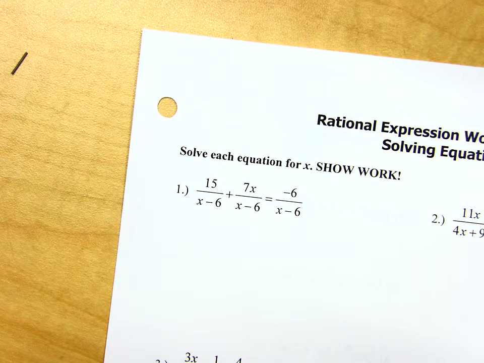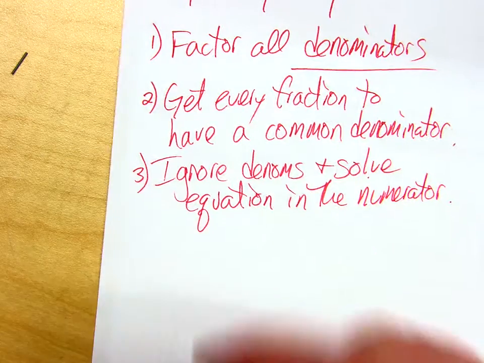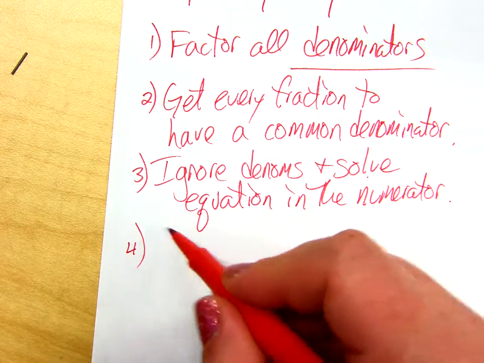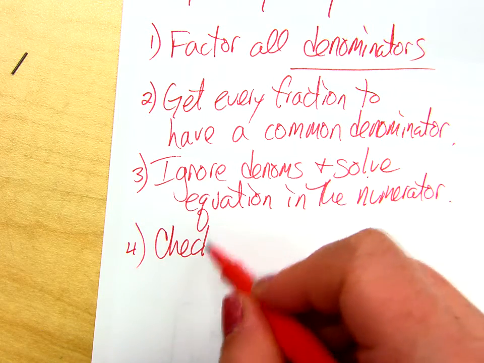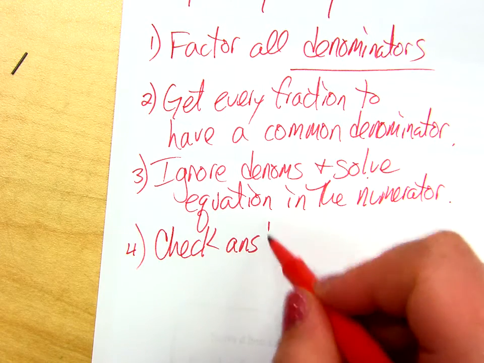So it doesn't normally happen, but it's just something I want to be aware of. If by chance my answer happens to be 6, I have to say, you know what, there's actually no answer to this, because if I took 6 and I plugged it back in, it wouldn't work. It would turn zeros into the denominator. So just keep that in mind. So ignore denominators and solve the equation in the numerator. I'm just going to say check your answer.